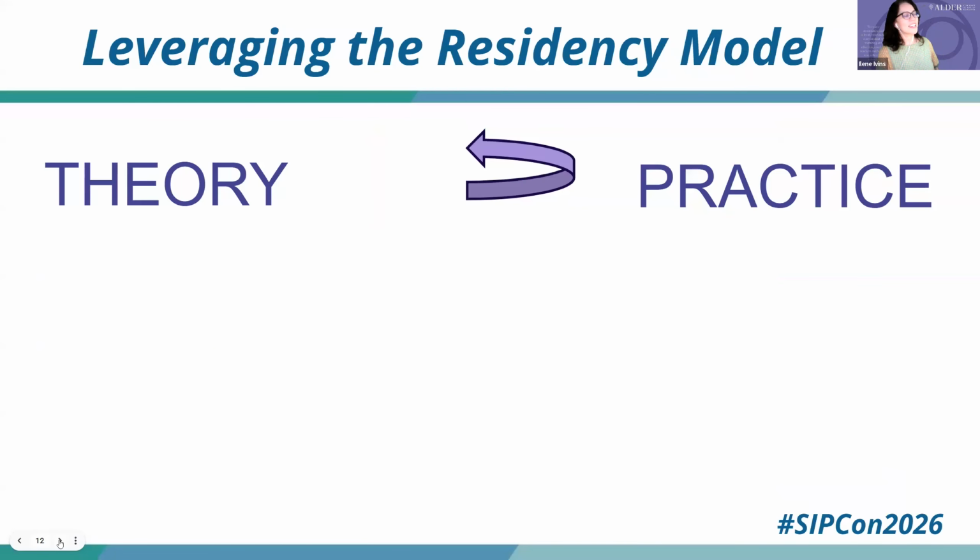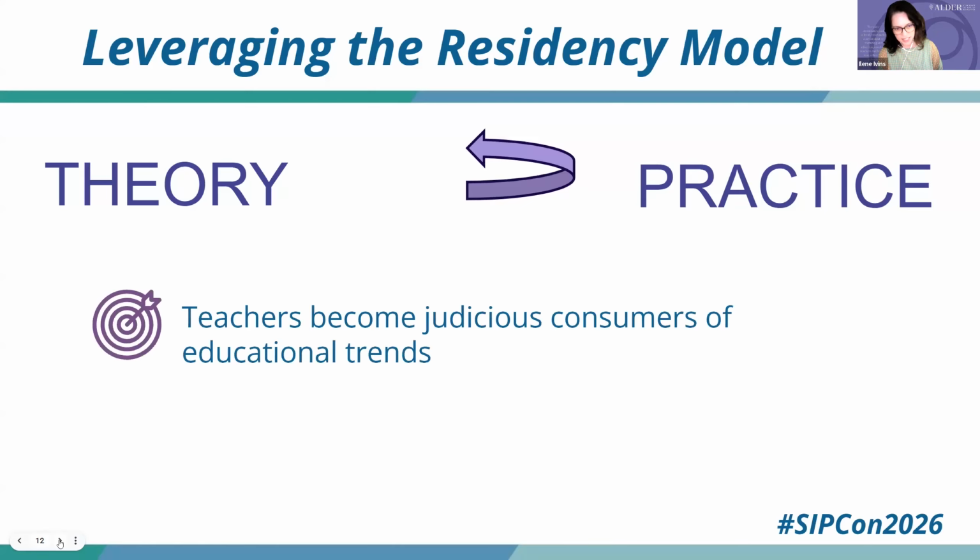So the reason why I spent a few slides describing the model is because the model specifically matters when we're asking our pre-service teachers, our residents, to really think about the relationship between theories and their practices. We want to emphasize this iterative thinking between theory and practice because one of the hopes of our program is that teachers become judicious consumers of educational trends. We want our teachers to be agentive, creative, and always ground their decisions in their why and in their philosophy of education.